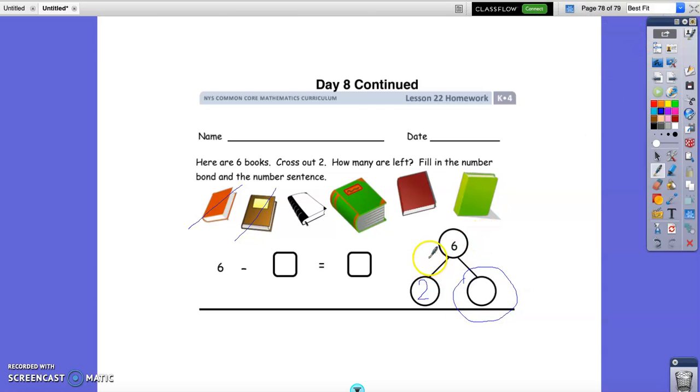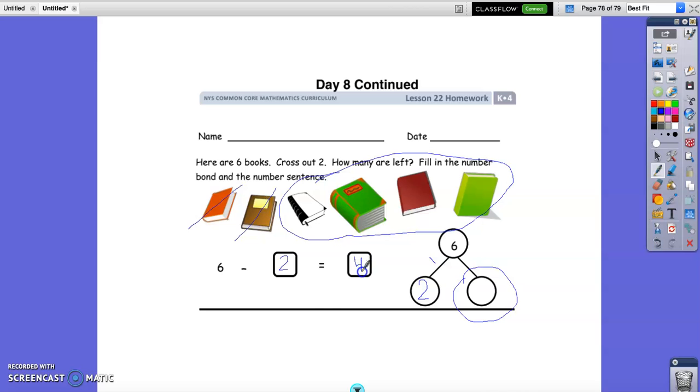So we are going to subtract. We subtract when we know our whole minus a part, because we've got to find our other part. So 6 minus what? 6 minus 2, because we took 2 away. So we're going to circle how many are left. How many are left? 1, 2, 3, 4. So 6 minus 2 should equal 4.